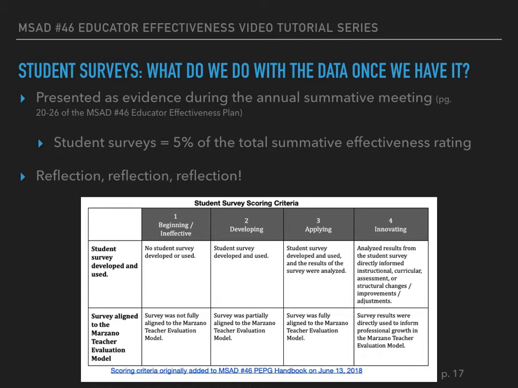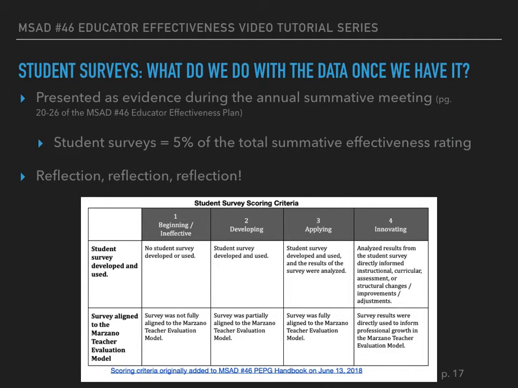It is 5% of the total summative effectiveness rating, but with our rule of the 1 in our plan. What that means is that if you get a 1 in any category, a 1 meaning beginning or ineffective, then that triggers an automatic action plan for the next year. This is one of the reasons why everything is scored every year. If in 1 year you did not do a survey, you could see on the scoring criteria from the handbook that if it wasn't developed or used, you'd be getting a 1, and that would trigger an action plan for the next year specifically related to your student survey.